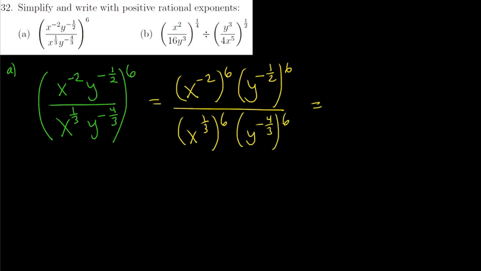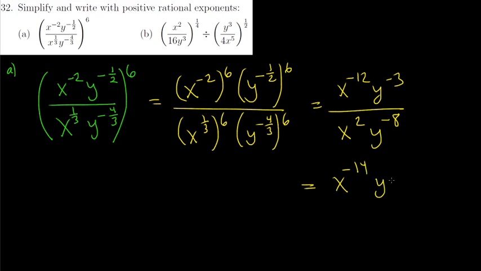And by doing that, essentially all the denominators should cancel, I think. You should get x to the negative 12, y to the negative 3, over x to the 2, y to the negative 24 divided by 3, which is negative 8. Now you can subtract the exponents. Negative 12 minus 2 is negative 14, and negative 3 minus negative 8 is 5. And don't forget, no negative exponents, so let's just bring the x to the 14 downstairs. This is y to the 5 divided by x to the 14.